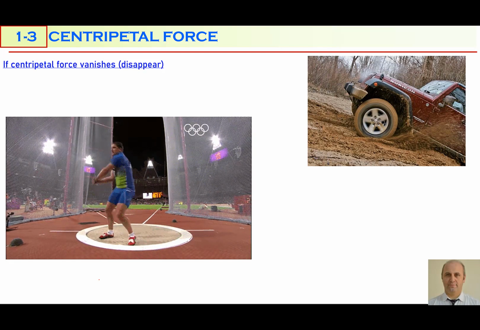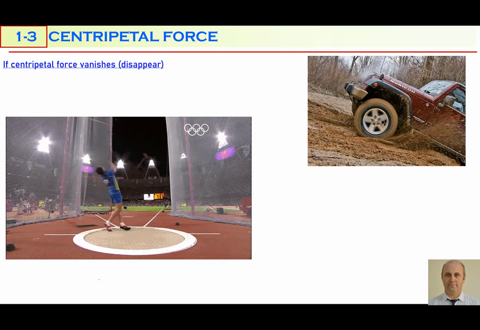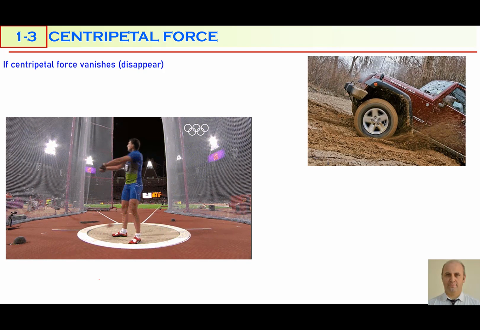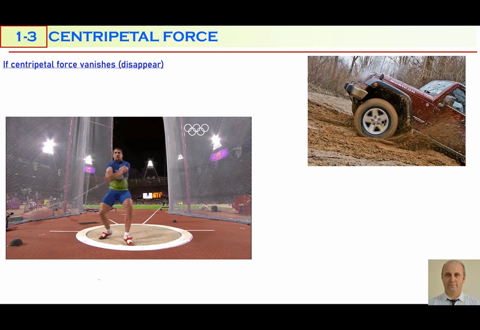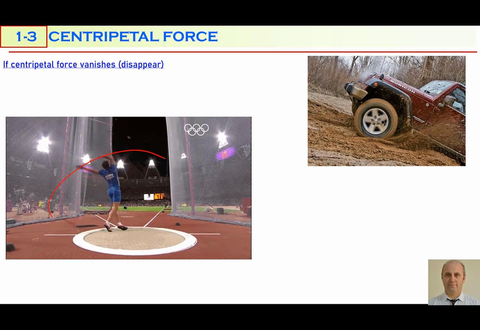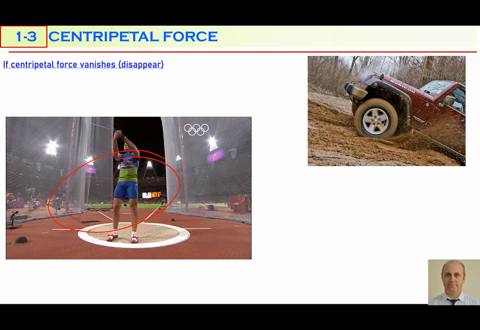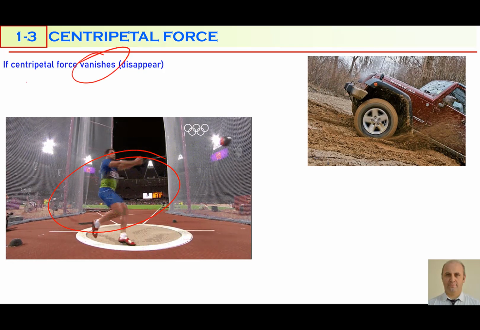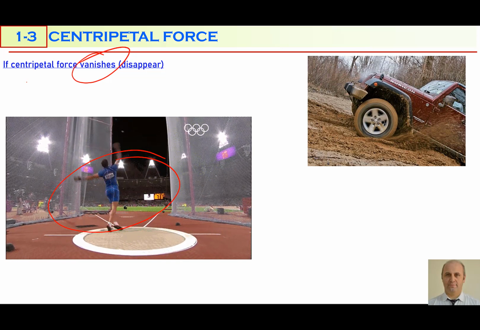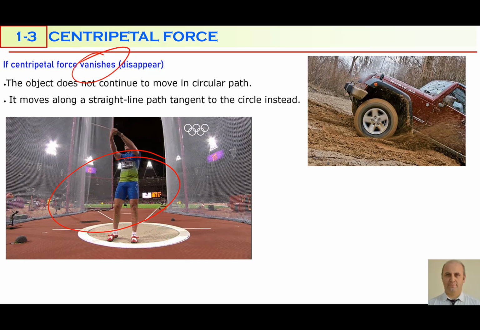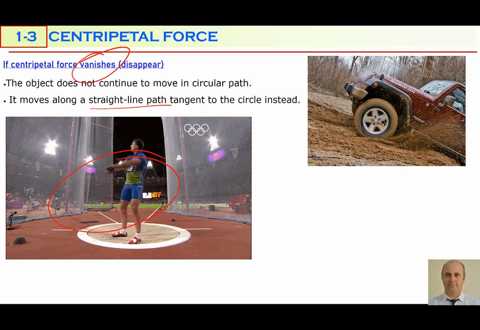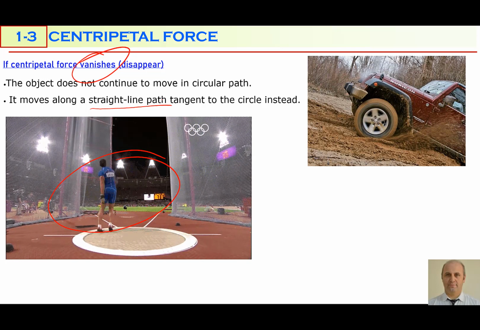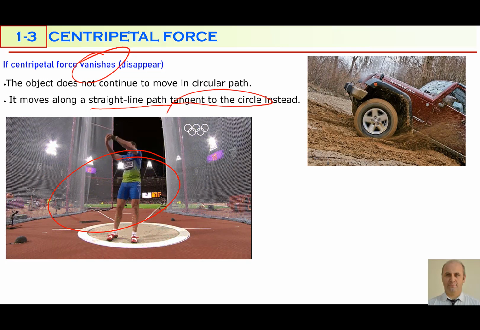If it vanishes, like just in here, as soon as this man releases the hammer, initially when he is holding the hammer and rotating it on a circular path, however, as soon as he releases the hammer, the centripetal force vanishes, so this hammer will not follow a circular path. Instead, it will follow a straight line path, or it's going to leave this circle on a straight line path tangent to the circle.